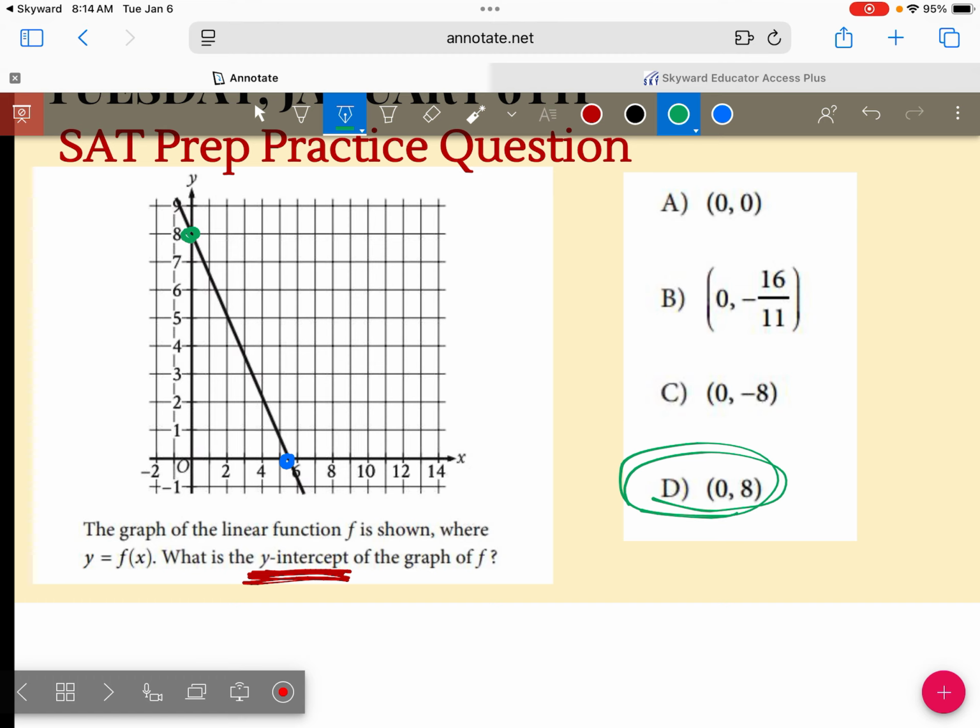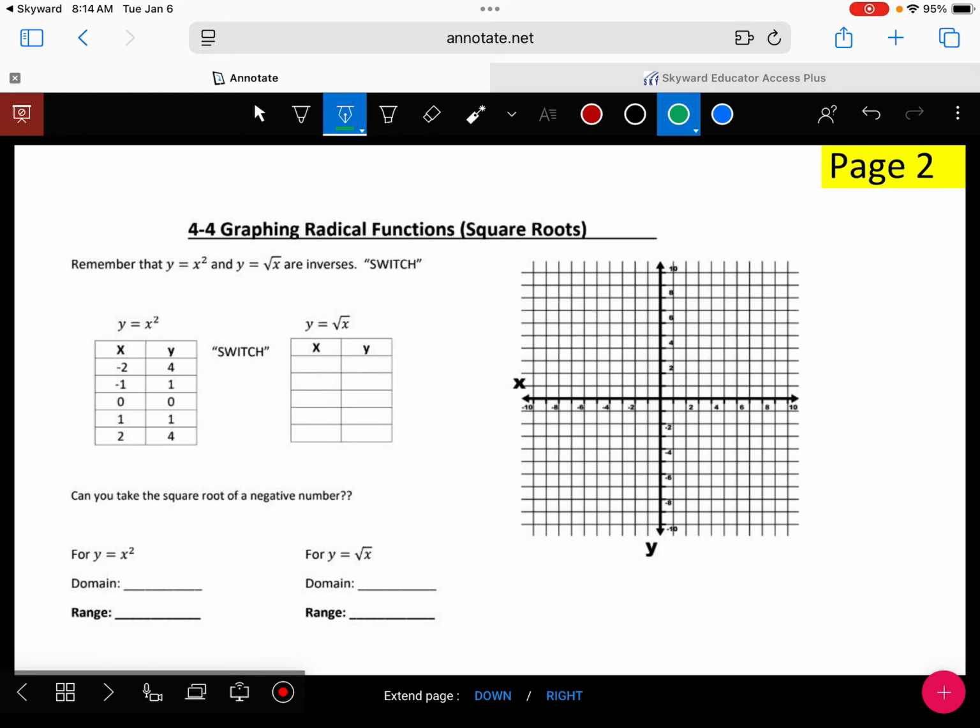All right, so now let's move on to our notes. So this unit is all about radical functions. So we're going to graph square roots and cube roots. But today, we're going to start with graphing a square root.